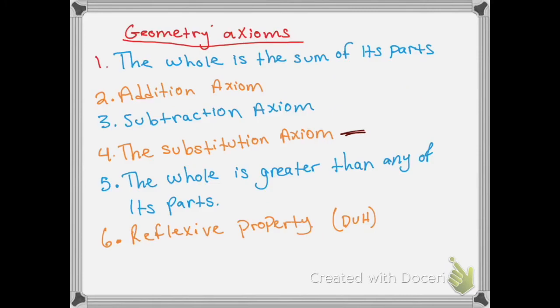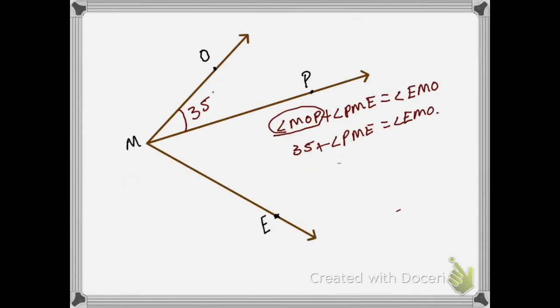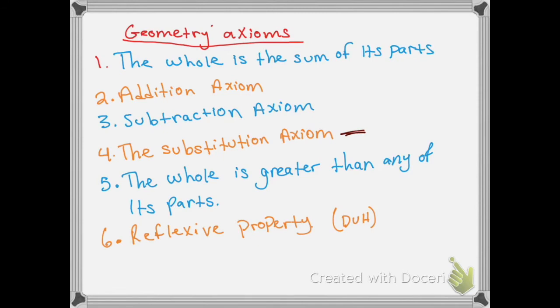And we're up to number 5. The whole is greater than any of its parts. Well, that makes sense. This entire angle has to be bigger than any of these 2 angles, okay? That's all that says. And lastly, the reflexive property.